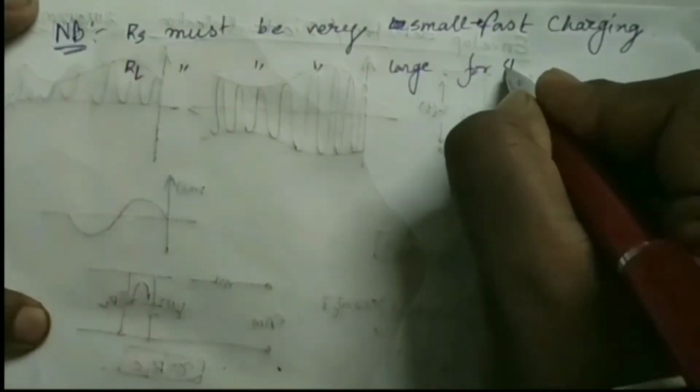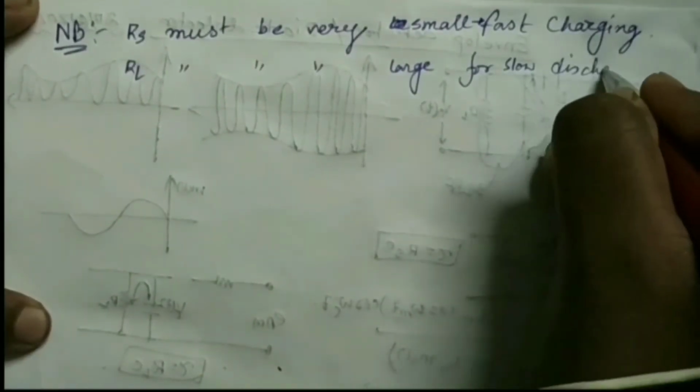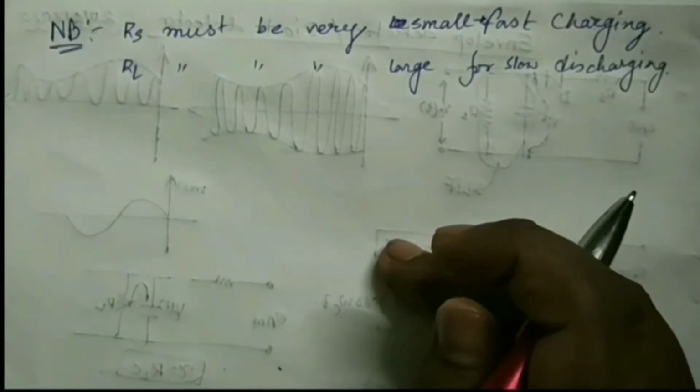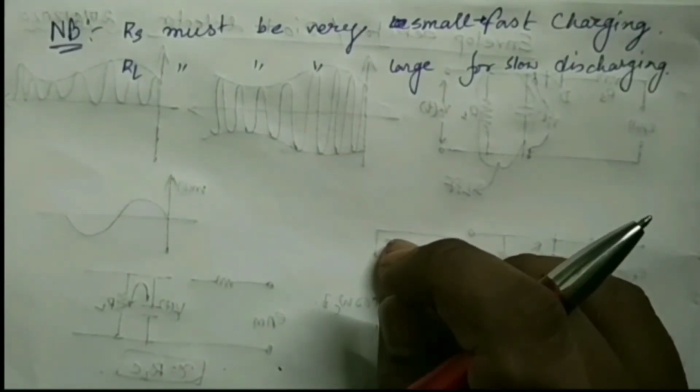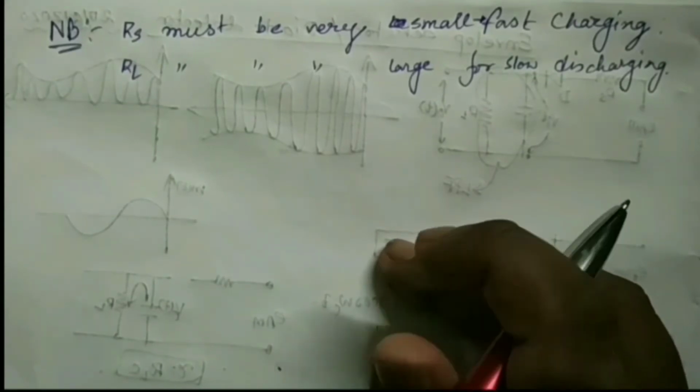Now one important point to note is that RS should be very small for fast charging, and RL should be of very large value so that discharging is very slow, and this combined will cause a proper envelope formation.